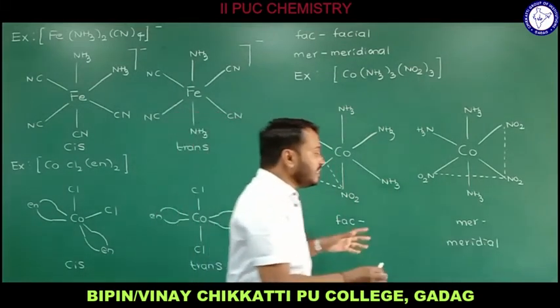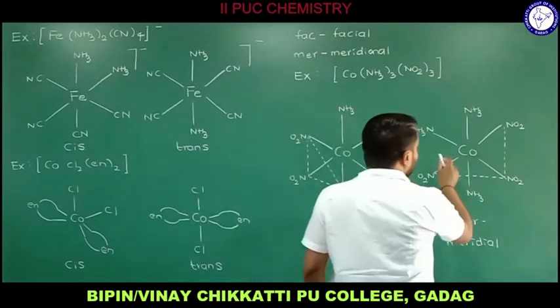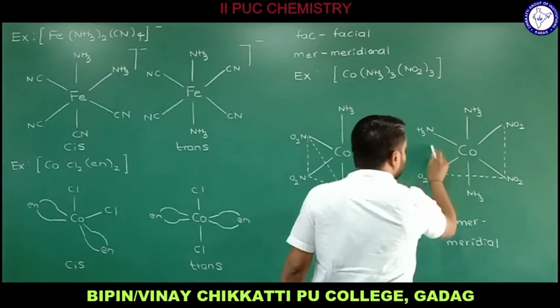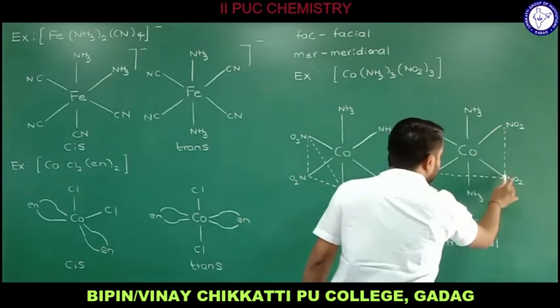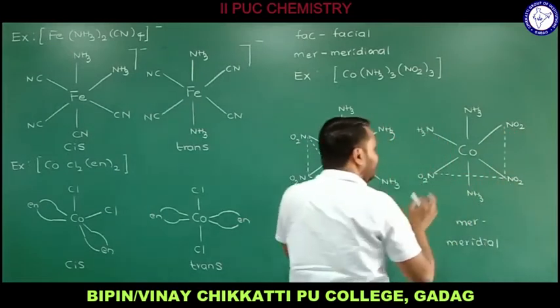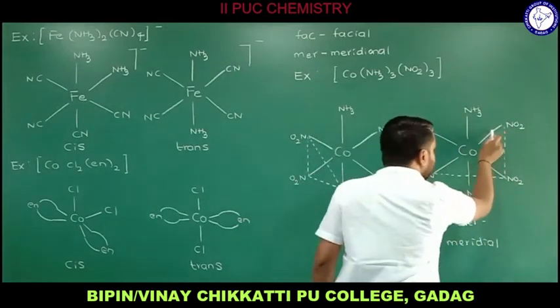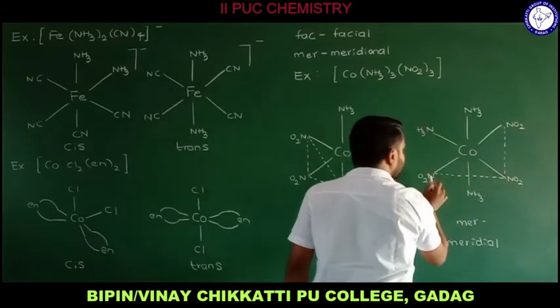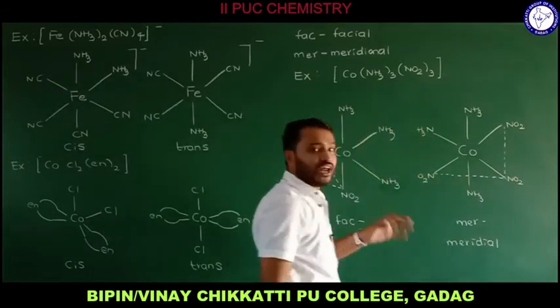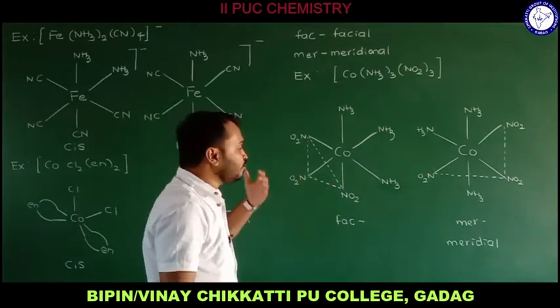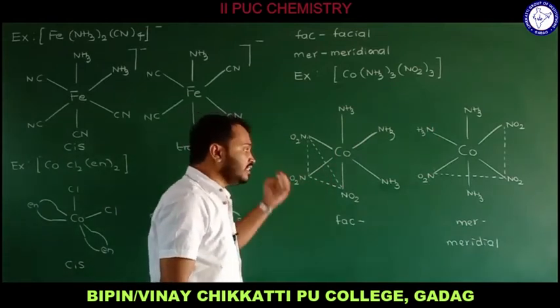Whereas in case of meridional, this will be one meridian. Here this is one meridian and this will be one meridian. We can show both, but I have shown only one to identify it better. This will be one meridian actually, and here we have three ligating atoms of nitrogen and they are supposed to join. So this is how, based on the position of ligands, three ligating atoms.